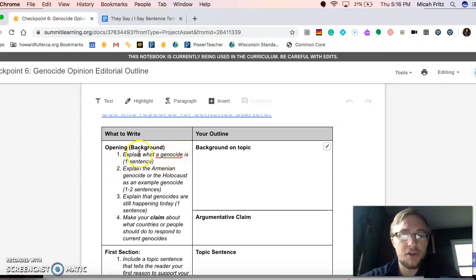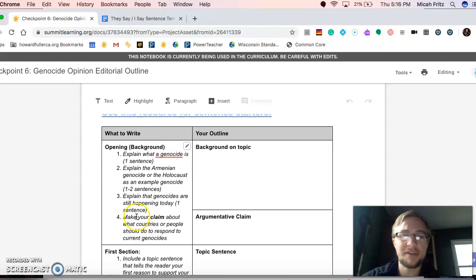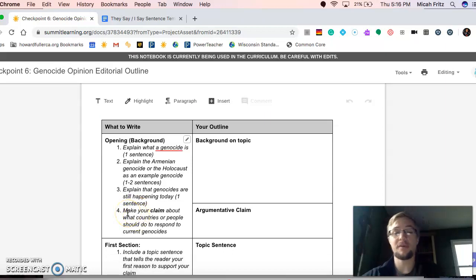Explain the Armenian genocide or the Holocaust as an example. Okay, so that's something that people are a little more familiar with that you can use. Good way to transition this and explain that genocides are still happening today, and then make your claim about what you think countries should be doing to respond to these current genocides. All right, so let's dive in there and take a look at that.